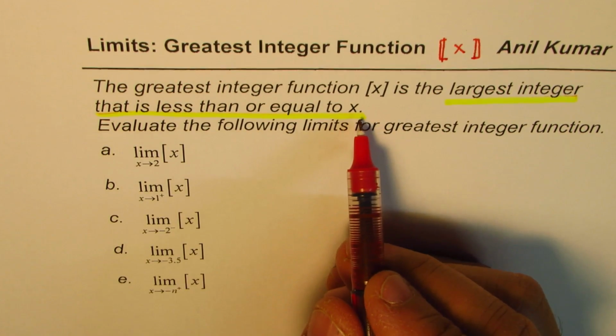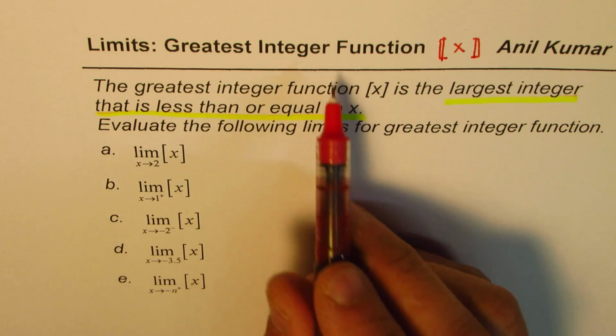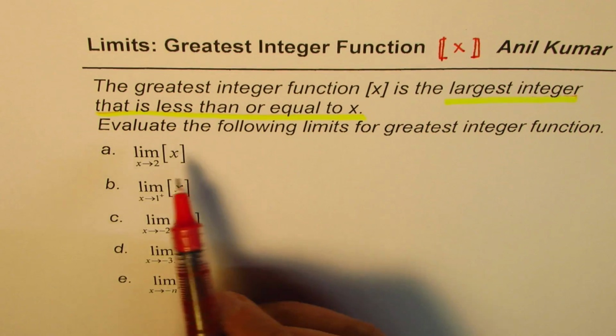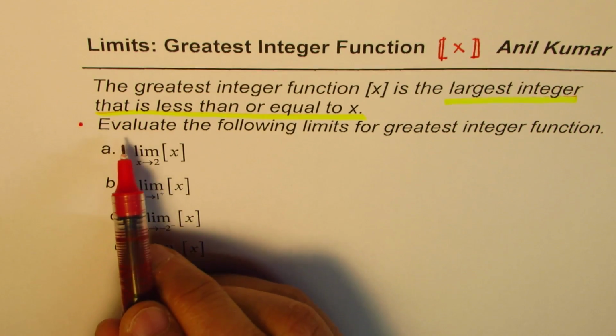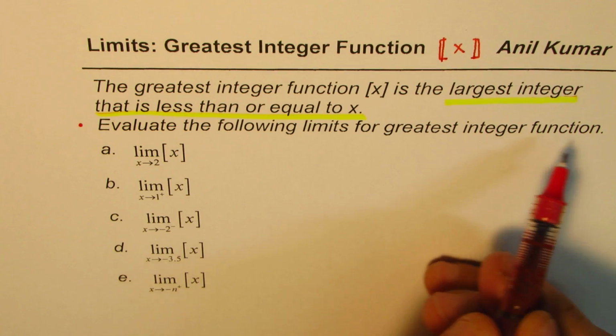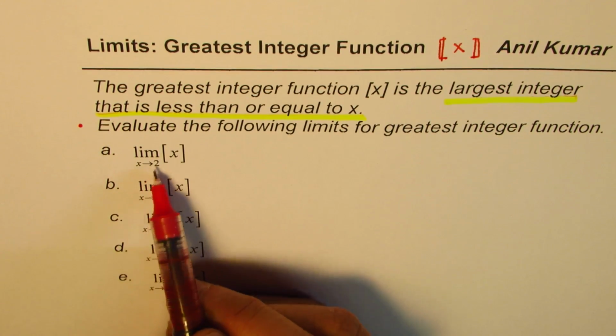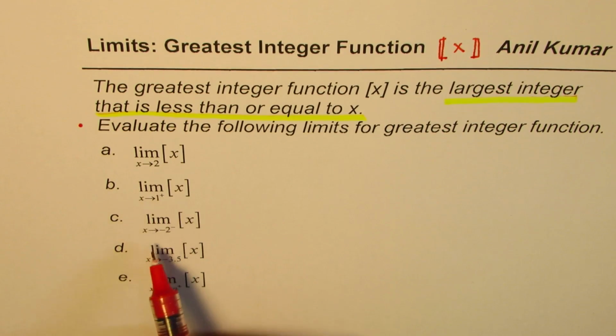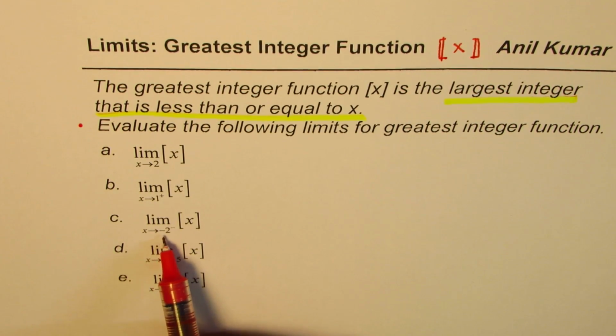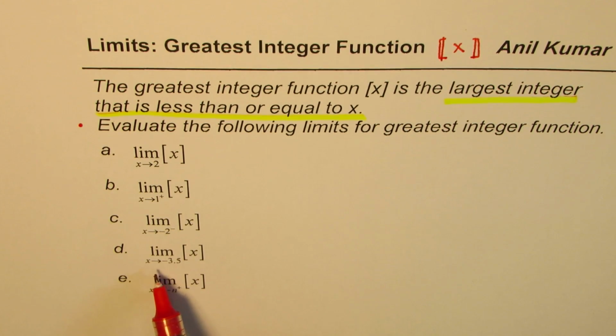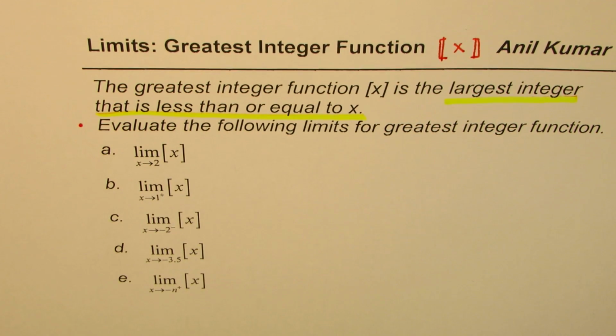And what we need to do is to find the limit for this function at different points. So the question here is, evaluate the following limits for greatest integer function. Limit when x approaches 2, when x approaches 1 from the right side, when x approaches minus 2 from the left side, when x approaches minus 3.5, and in general when x approaches minus n from the right side. So these are different limits which you need to figure out. Some of you can always pause the video, answer the question, and look into my suggestions.